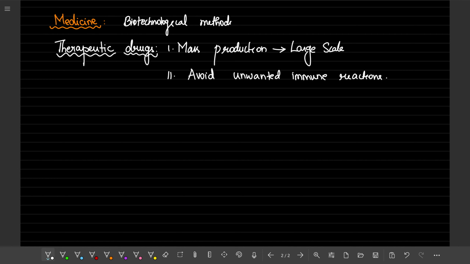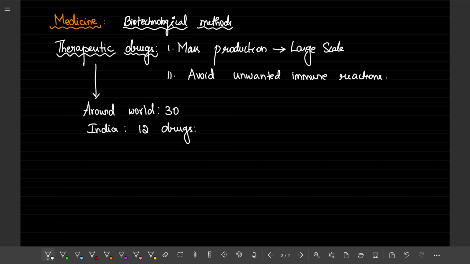In that case, the first thing we are seeing is therapeutic drugs. Around the world, how many are there? Around the world, there are 30 therapeutic drugs present. But in India, how many are being used? 12 therapeutic drugs are used. We'll see the names of a few of them.